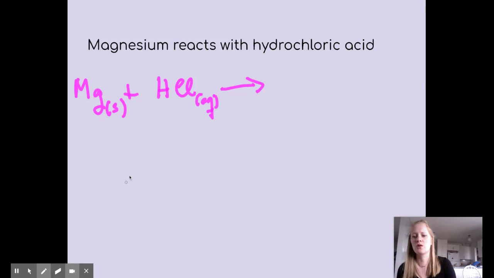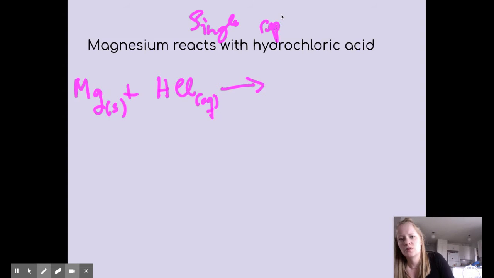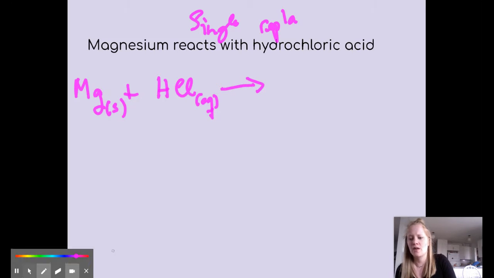Okay, so identify what kind of chemical reaction's happening. I have an element and I have a compound. So this is a single replacement.